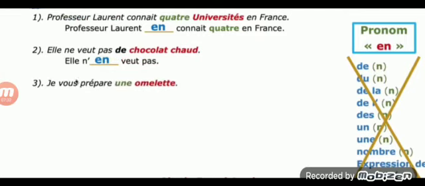Third sentence. Je vais préparer une omelette. I am going to prepare an omelette for you. Une, how many omelettes? Une omelette. That is one omelette. That is, une represents the number. So again, in the list, nombre, then a noun. So after the number, the next word is the noun. You have to identify.